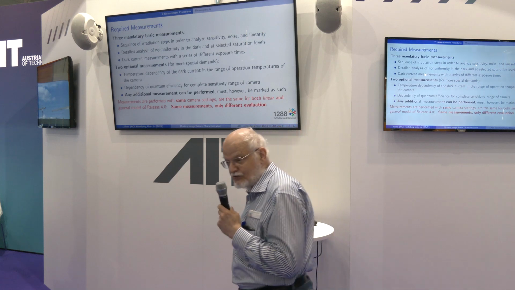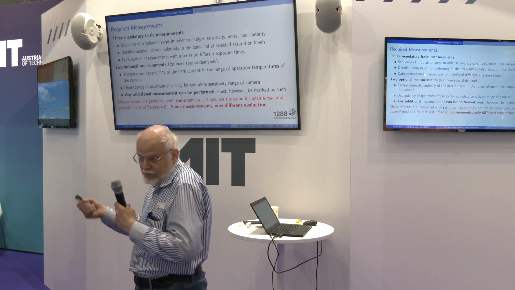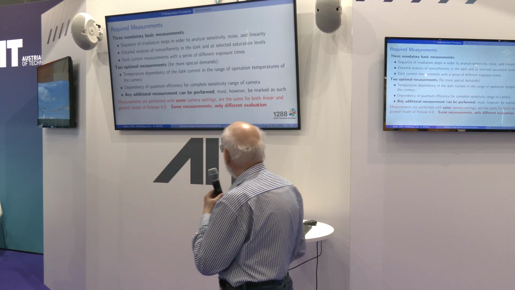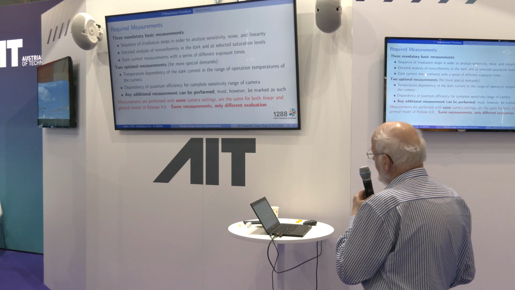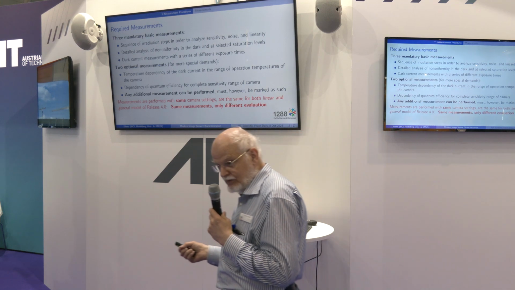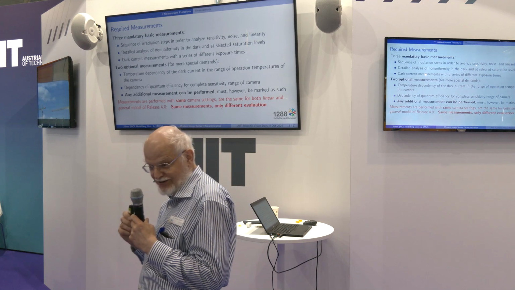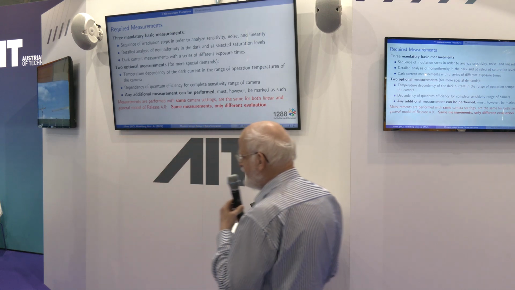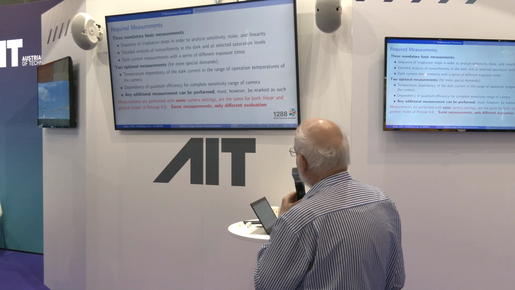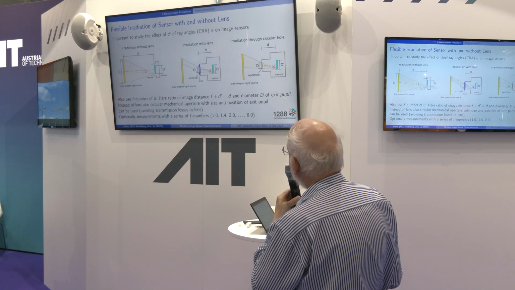And the nice thing is with the 1288 standard, if a customer or yourself are interested in special properties, you can simply add them so that you get the information you need. Of course, you have to do all the measurements at the same setting of the camera, because otherwise you can cheat. That is one of the important conditions.